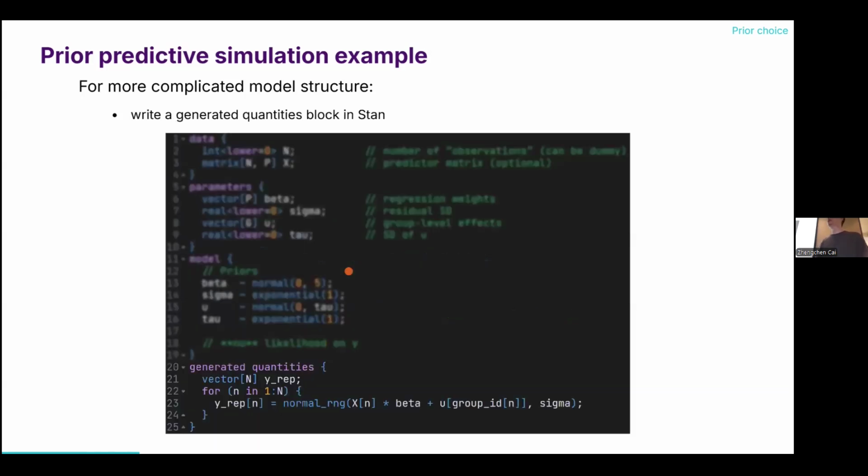And you can also do it in Stan if you want. In the end of your code, you can define a generated quantities block. Here, I'm just writing the linear regression model, and you don't define any likelihood, so Stan will give you your outcome distribution with the priors.